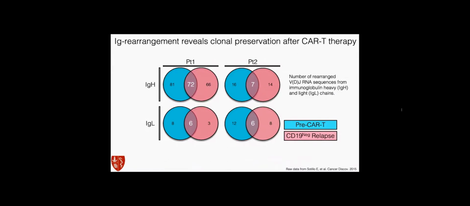We started by taking some of the RNA sequencing data that was in Elena Sotillo's Cancer Discovery paper, where they described the splice isoforms, and we just looked at immunoglobulin rearrangements within that data. And here I'm showing you two patient examples, both looking at heavy chain on the top row and light chain rearrangements in those two patients. And we could see that there were shared sequences, both in the heavy and light chain, in the pre-CAR sample and in the post-CAR sample at the relapse, suggesting that there were some clones that were there at the beginning before the patient had even seen the pressure of the CAR and persisted to the relapse.